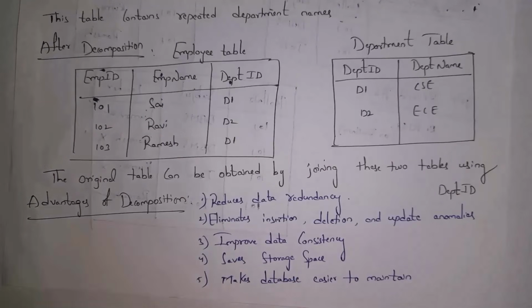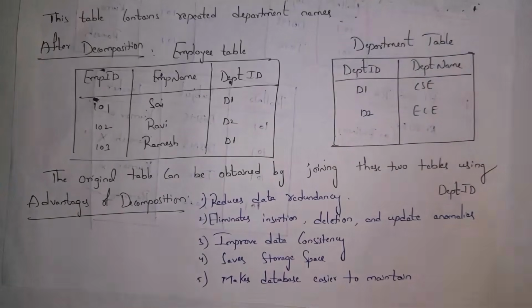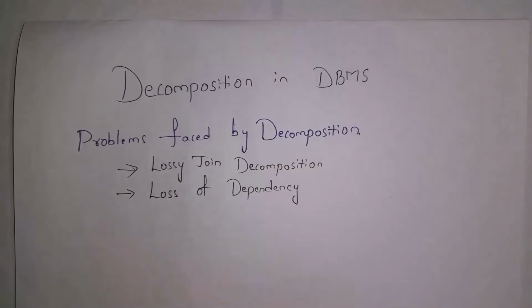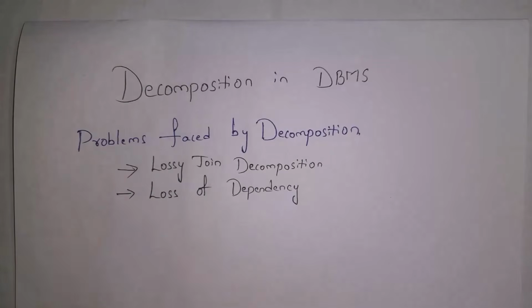As duplicate values will be eliminated, storage space will be saved. Instead of larger table, if you maintain smaller tables, database management will become easier. But whenever we perform decomposition, we need to face two major problems. One is lossy join decomposition and next one is loss of dependency. I will explain what are they.